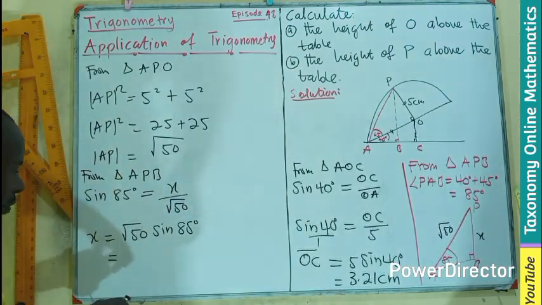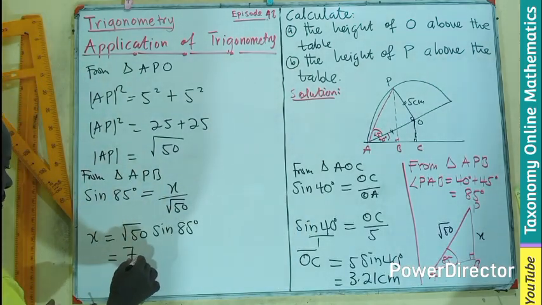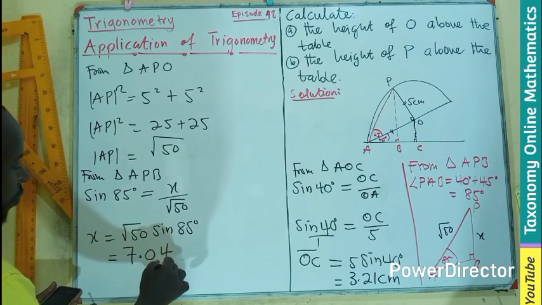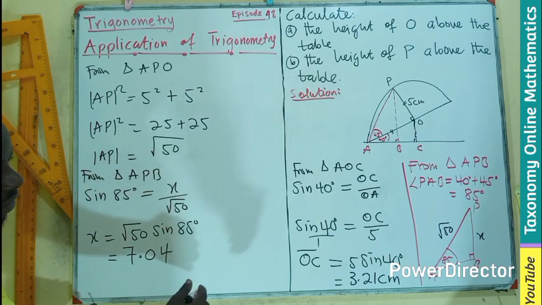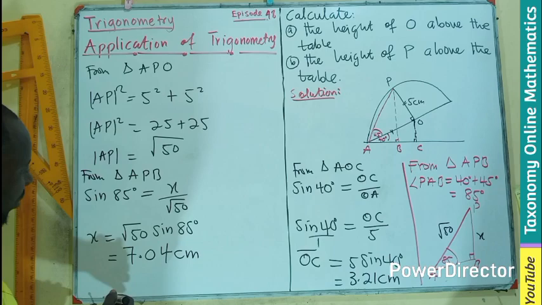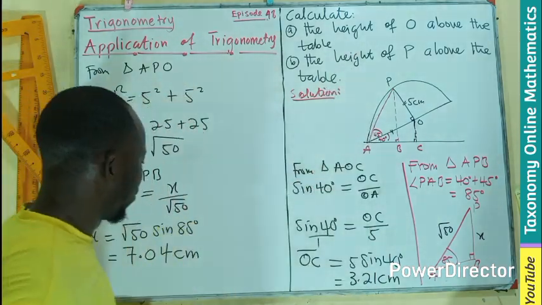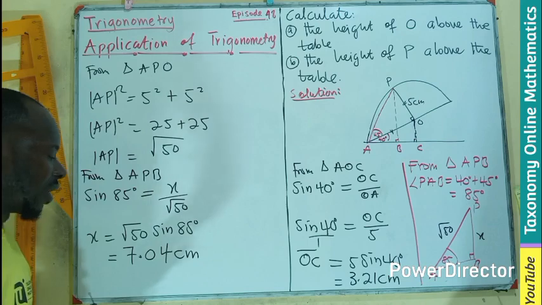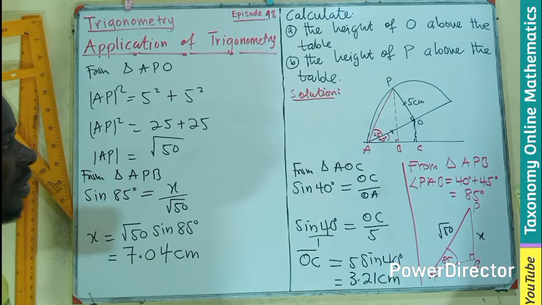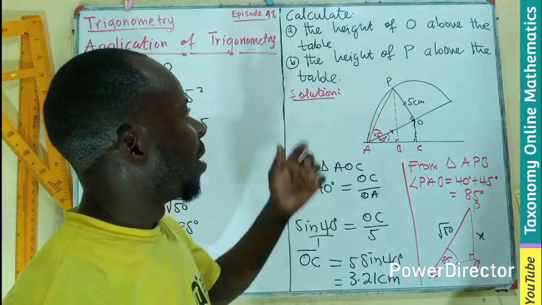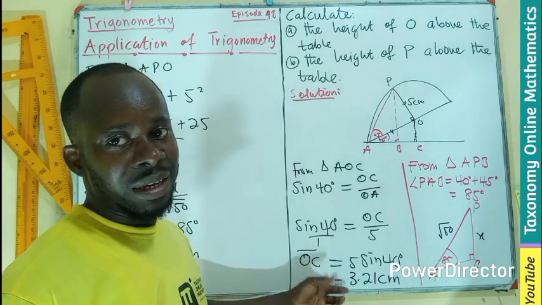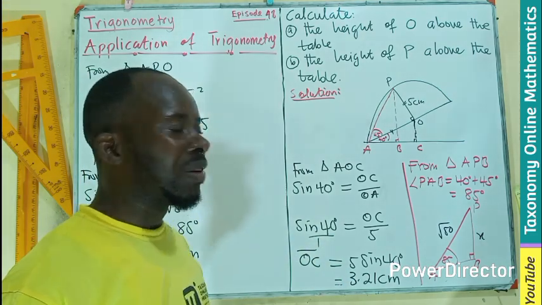If you do that, you should be having 7.04. We are in centimeters, right? So the distance of P above the table will be 7.04 or 7 centimeters, and that of O above the table will be 3 centimeters or 3.21 centimeters.